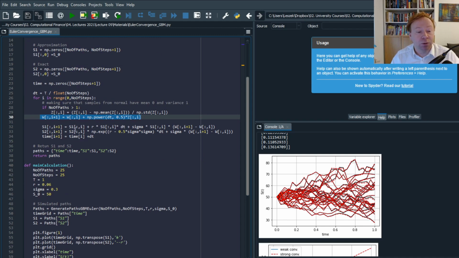And here we have two stocks, you can think. The first one is the Euler discretization. So we have S1 at time i plus 1. And then you can see it is just the Euler discretization as we discussed a second ago in the slides. And on the other hand, we have the exact representation, which is also given in the slides.